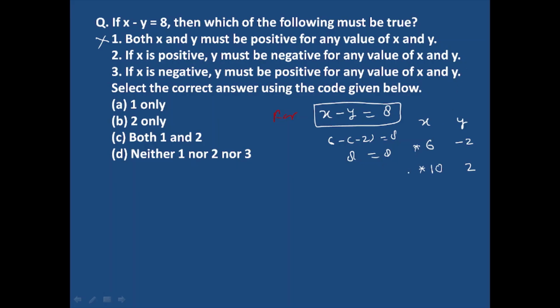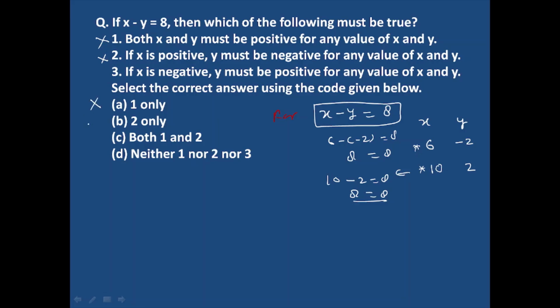The second statement says that if x is positive, y must be negative. But we can verify this: here 10 minus 2 is equal to 8, and 8 is equal to 8. It means this statement is also wrong. Both the values of x and y may be positive or may be negative. Even if we suppose the value of x is positive, we can verify this relationship taking the value of y as positive. So this is also wrong.